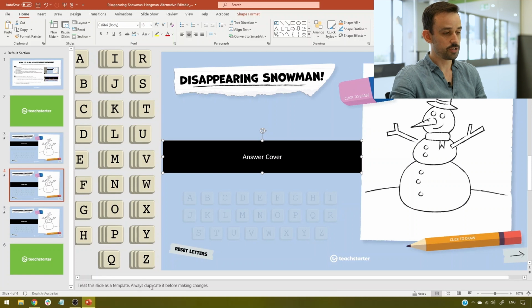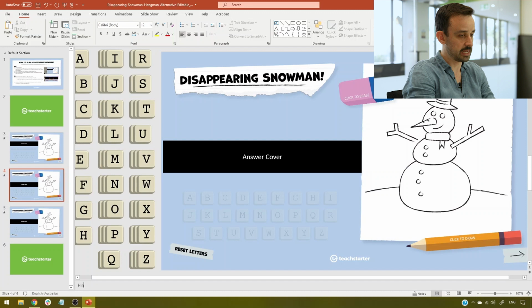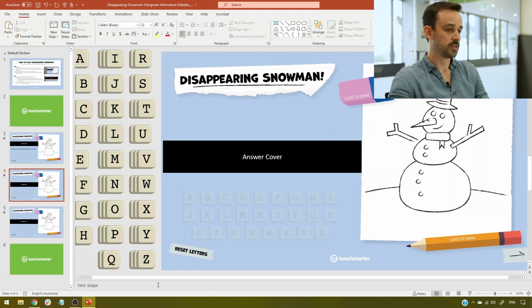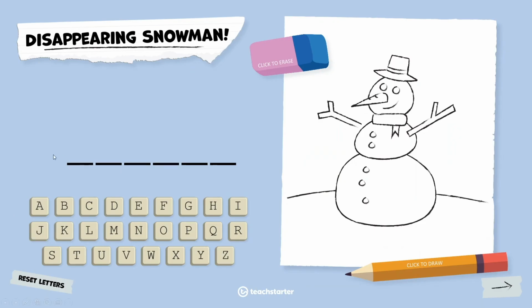Now you'll see that the note has been added here as well. I'm going to maybe write a hint in here, and I will write shape. So that might give me a clue. If I've forgotten what word it is, I can add the little hint there for myself. And then we're ready to play. So I can just click the slideshow button here straight away. And the answer cover has disappeared, and we can start guessing again.